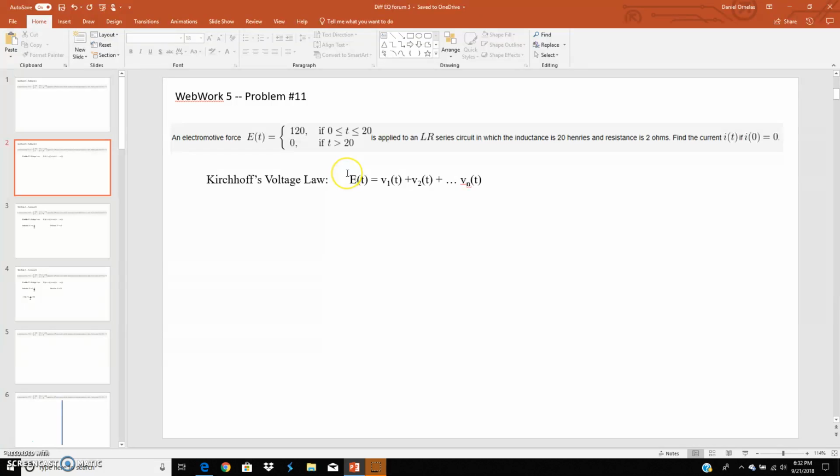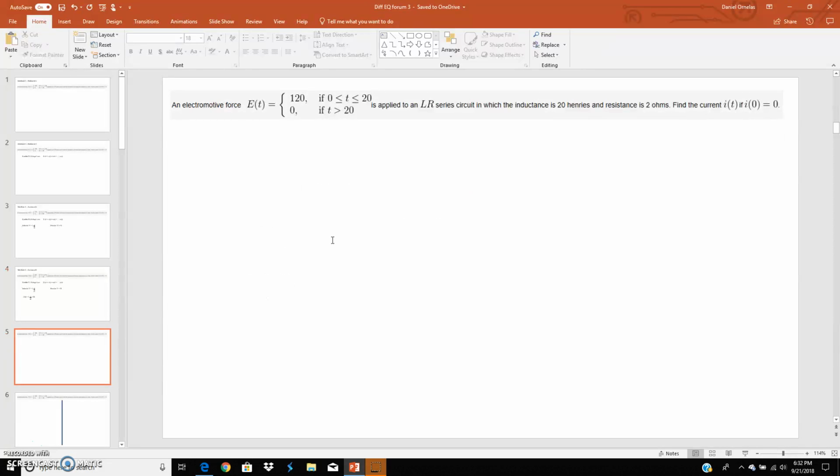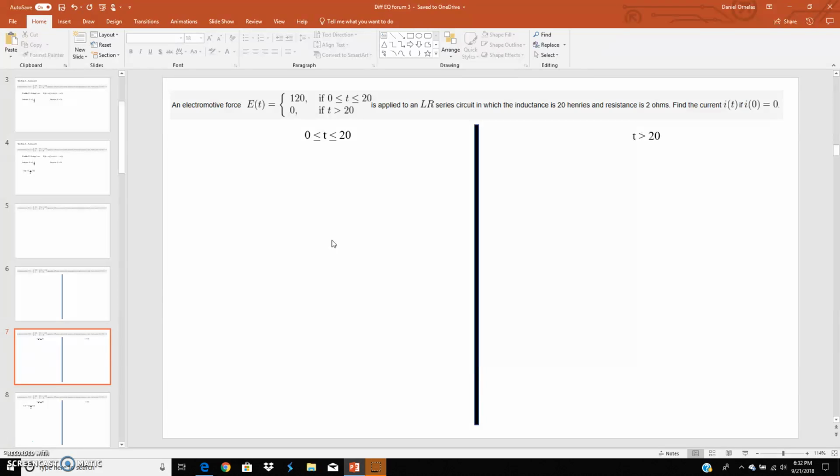So, to start off with these series circuit problems, we always start with Kirchhoff's voltage law, which basically says that any electromotive force over the circuit is equal to the sum of the voltage drops. And here, we only have an inductor and a resistor, and we know what their voltages are. So we just pop that right into the equation, L di dt plus IR. But we can't simply solve that yet because we have two different equations at two different values of t. So we've got to split it right down the middle. I put 0 to 20 on the left and over 20 on the right.